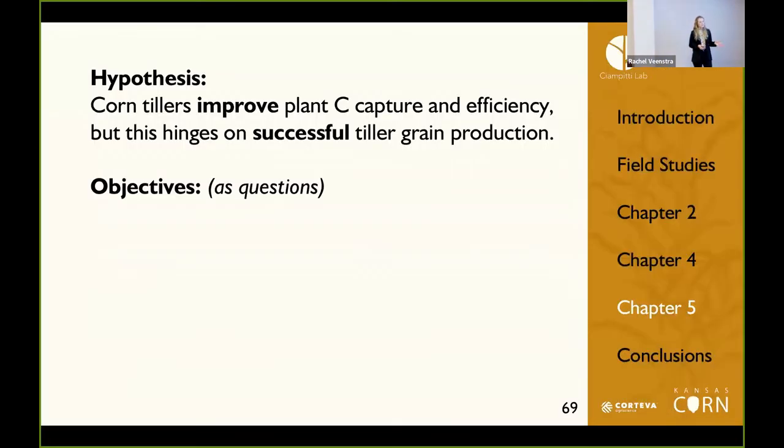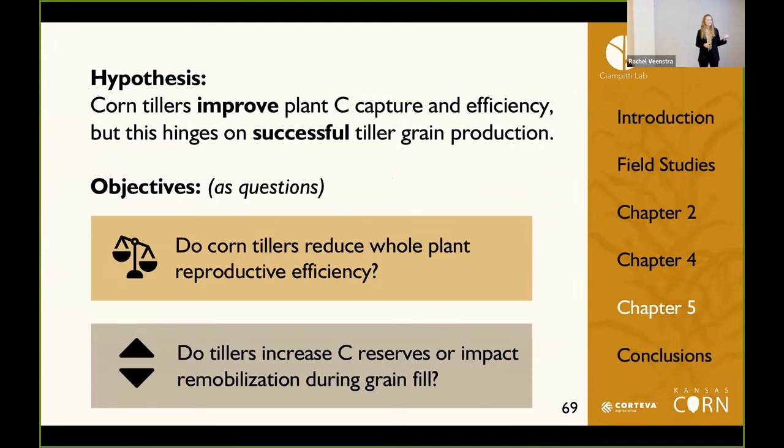Our hypothesis going into this chapter was that corn tillers would improve the ability of the plant to capture carbon and the efficiency of that plant based on the fact that you're improving the sink potential, but that would hinge on the ability of the tiller to successfully produce grain. So the questions that we're going to go through: do corn tillers reduce whole plant reproductive efficiency? And do tillers increase carbon reserves or impact the remobilization of those reserves during grain fill?